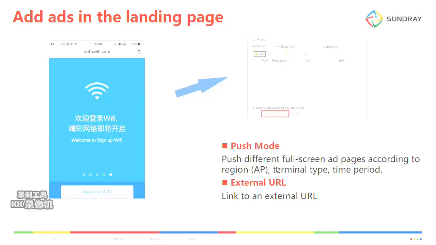For example, in a shopping mall, in different regions, on the first floor, second floor, we can push the portal page based on different floors and different terminal types. Like for Android devices we push one message, and for iOS devices we push another message. And some customers have their own application marketing platform, so we can link to their own marketing platforms.